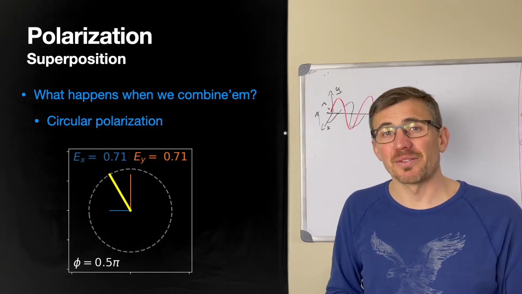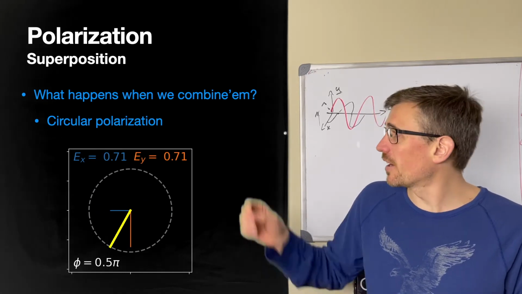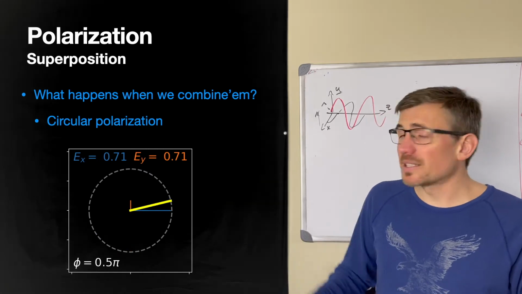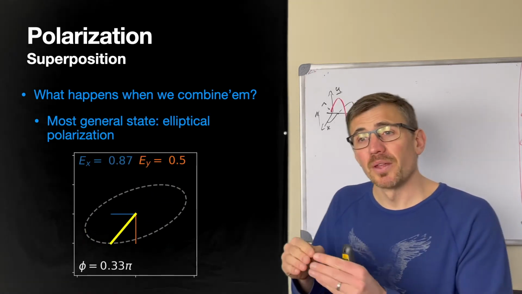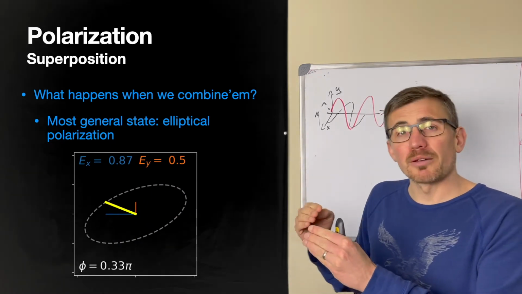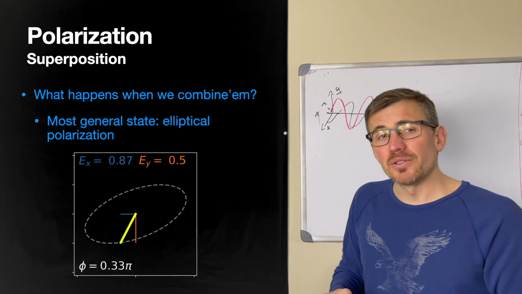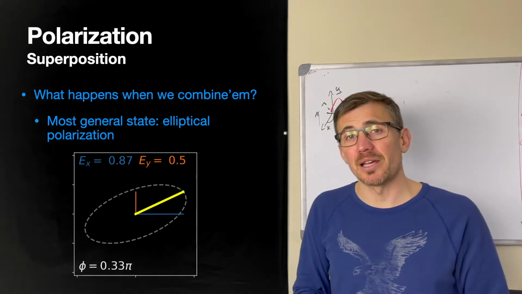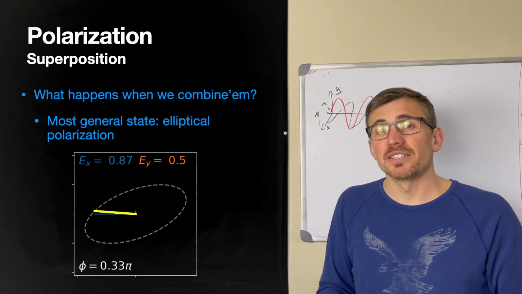Now that's clearly a very special case. What if we were 62 degrees apart and we had unequal parts of horizontal and vertical? Well, then we get something similar. It turns out we get an ellipse. So the most general polarization state, when the x components and the y components are out of phase by some random value and they have unequal amplitudes, the general case of polarization is an ellipse. So polarization, when we look at these plots, is generally elliptical.